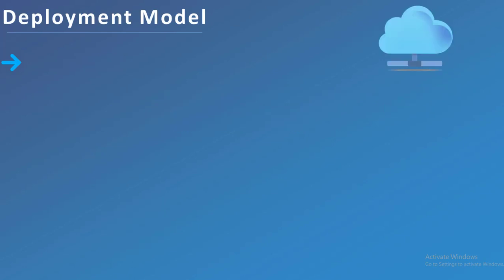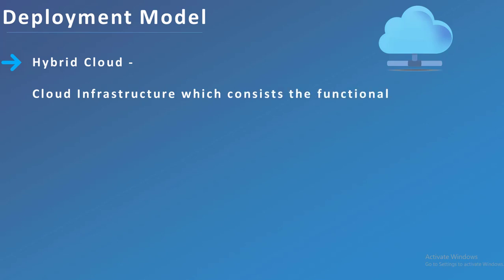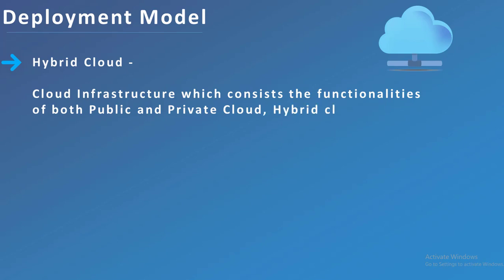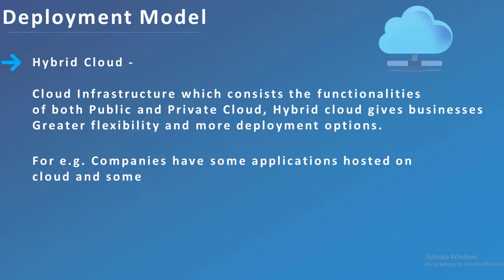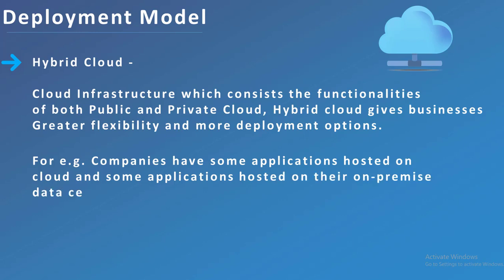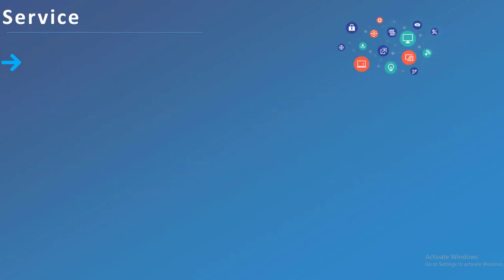The third type of deployment model is hybrid cloud. Cloud infrastructure which consists of the functionalities of both public and private cloud. It gives businesses greater flexibility and more deployment options. For example, companies have some applications which are hosted on cloud and some applications hosted on their on-prem data centers. For example, Azure Stack. We have come to know about deployment models.